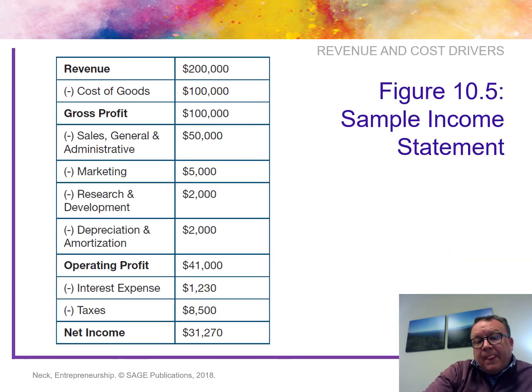Here's a great example, right? So the revenue here is $200,000. Cost of goods was $100,000, so kind of a 50% gross profit there. Interesting. Then we're going to take out sales, administration, marketing, R&D. We also have depreciation and amortization. So we add that up and subtract that out. That gives us an operating profit then of $41,000. Definitely helps us to understand then that we have other expenses like interest expense and taxes, and now all of a sudden our net income is $31,270.